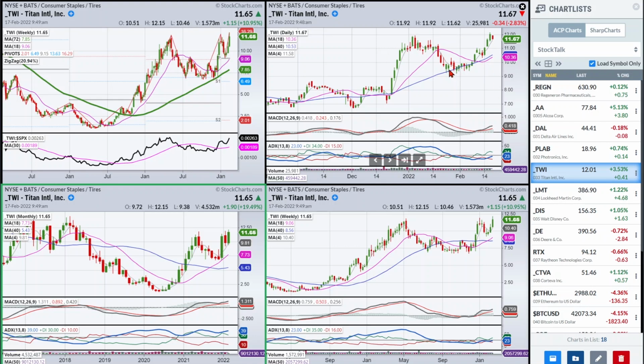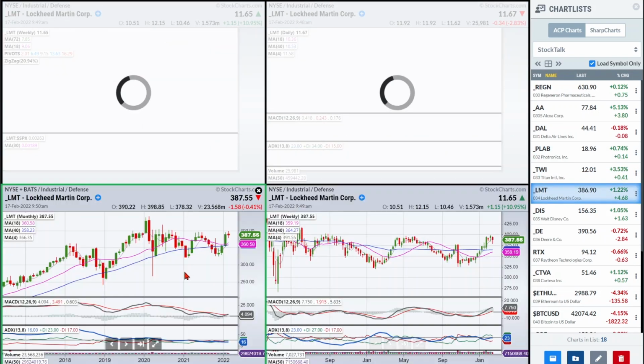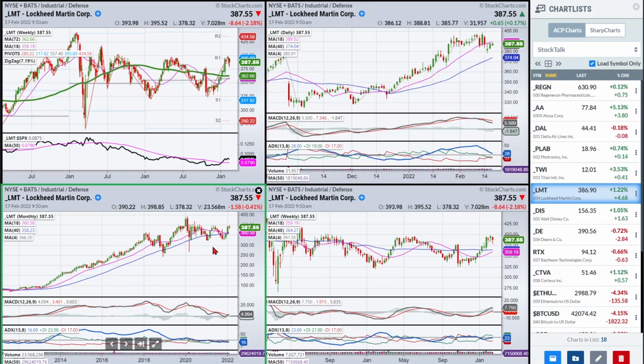So that's kind of how I want you to play these or look at these in multiple time frames. Now we're getting up against this old high. I would look for some kind of a pullback closer to the 18 day and maybe even form a pinch on this time frame. Lockheed Martin is trying here.